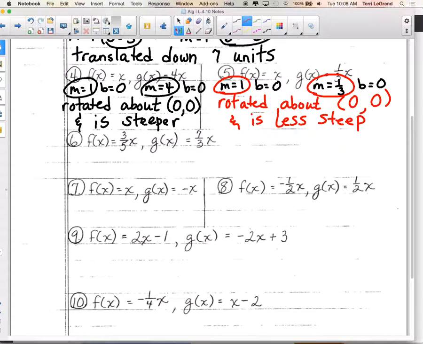Okay, how about in number 6 then? What's going on there? Do we have the parent function? No. So our f of x has already been a transformation from the parent function, but we don't care. We're going to start with this one. M equals 3/5. B equals 0. Our transform function, m equals 7/3. B equals 0.